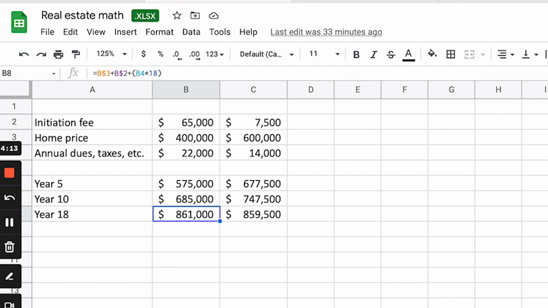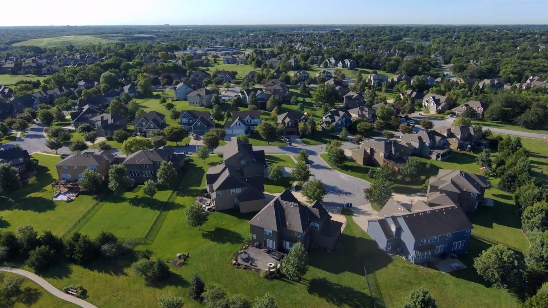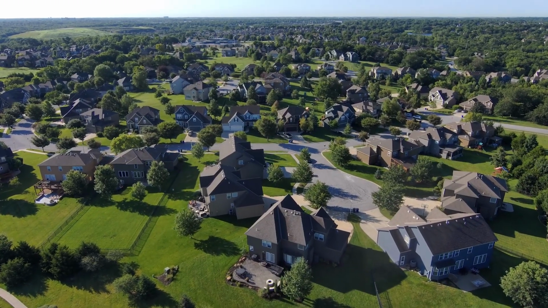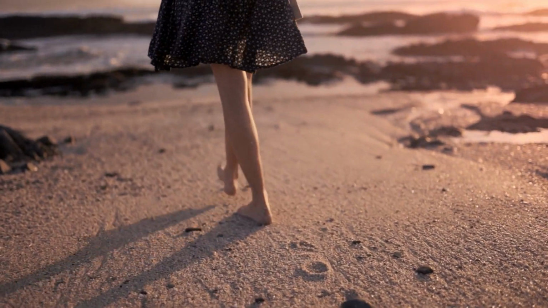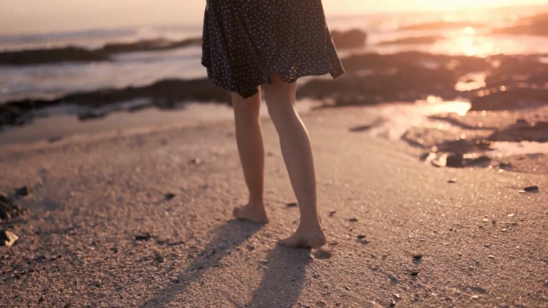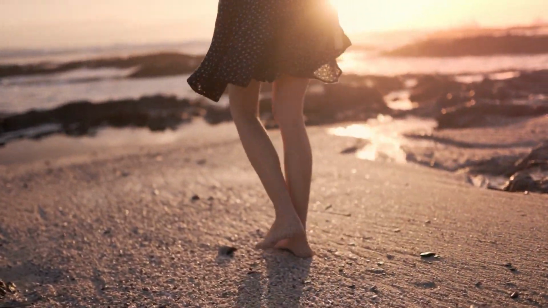You might say you're getting a deal on the home in the higher initiation fee community for those 18 years, or if your horizon is definitely longer than that, maybe it's worth paying more for the house without the high initiation fee up front. But ultimately, it's about the community, it's about what you enjoy, and the point is that the math isn't always about the dollar signs.